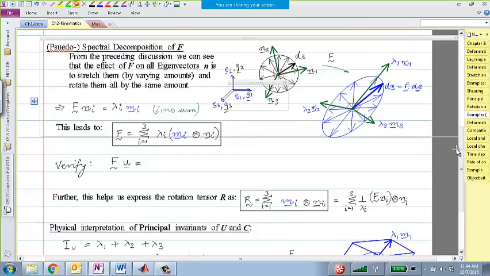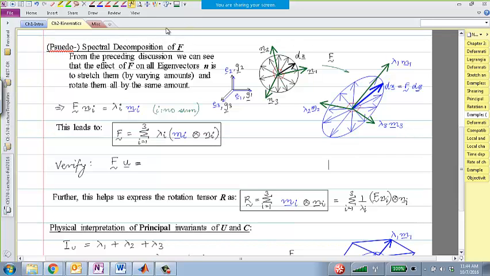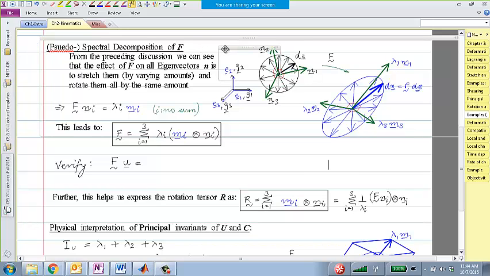So what we did there was what is called the polar decomposition of F. Now there is something called the pseudo spectral decomposition of F. It's the same F tensor. Maybe let me ask the class a question. Can we do a spectral decomposition of F by finding out its eigenvalues and eigenvectors? Do you think we can find eigenvalues and eigenvectors of a general F tensor which may not be symmetric? They say no.